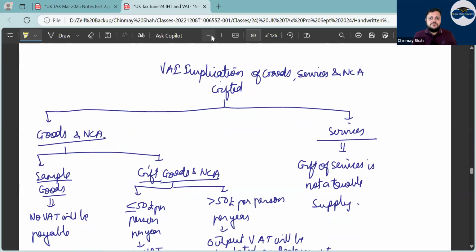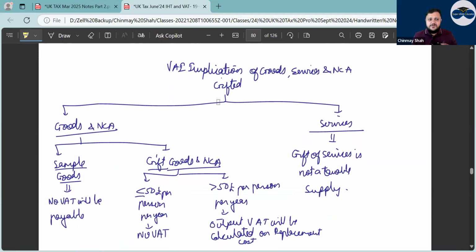VAT implication of goods, services and non-current assets gifted. If you gift goods and services to anyone, free of cost, correct? Goods and non-current assets, right? Sample goods, gift goods and non-current assets. If sample goods, no output VAT. See, when you're giving out gifts, if you're buying it, you're taking input. But when selling or gifting it, you're not reversing what? Tell me, output VAT, right? You're only taking input, output you are not doing the calculation of that, correct? Or recording in the notes, correct?